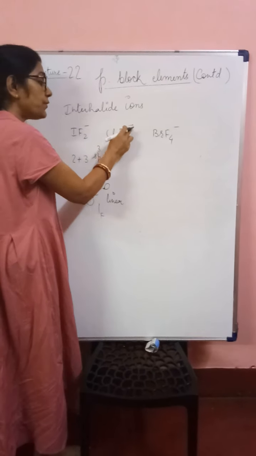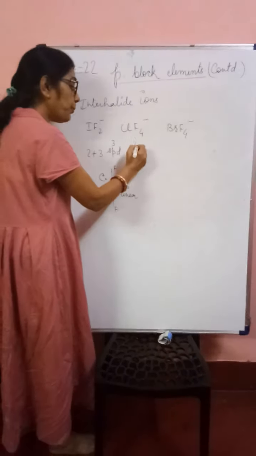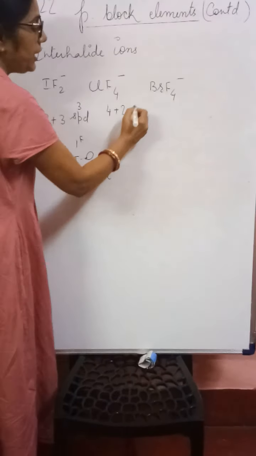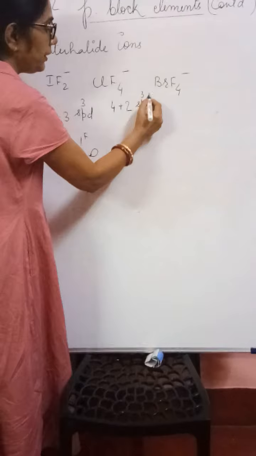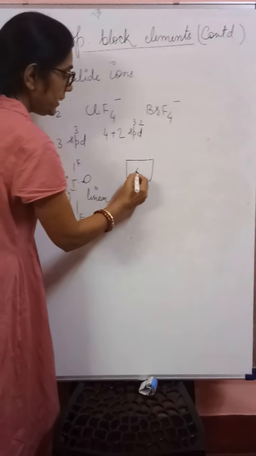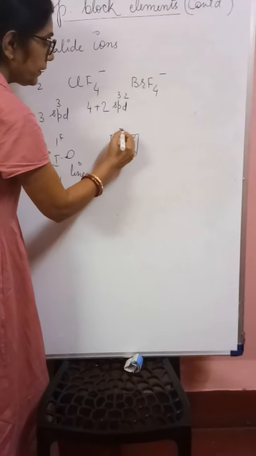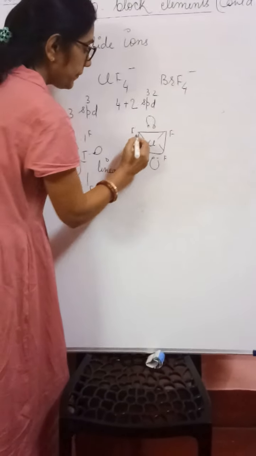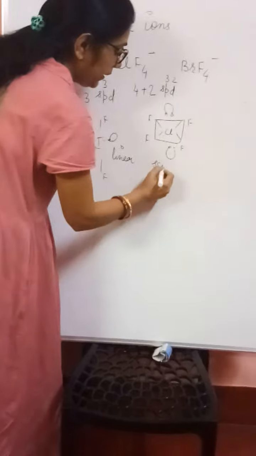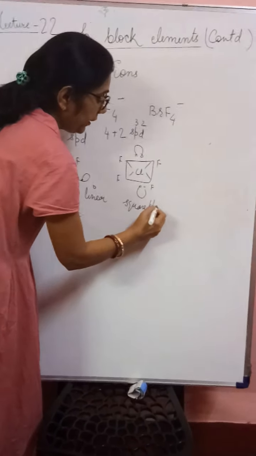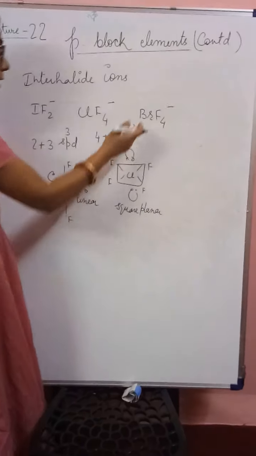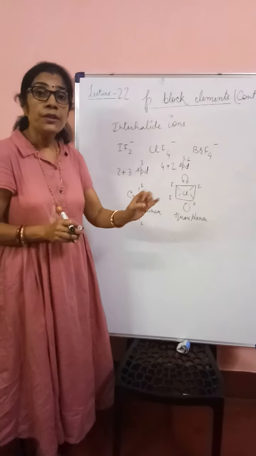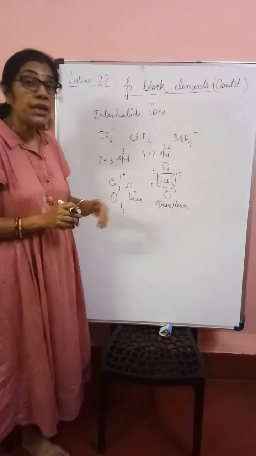For ClF4-, 7 plus 1 is 8. Out of 8, 4 are bond pairs and 4 are left, that means 2 lone pairs. So the hybridization will be sp3d2 for ClF4-, with 2 lone pairs, and the geometry is square planar. Similarly BrF4-.